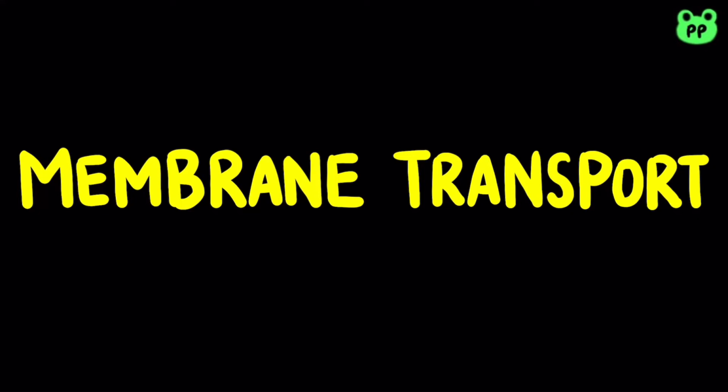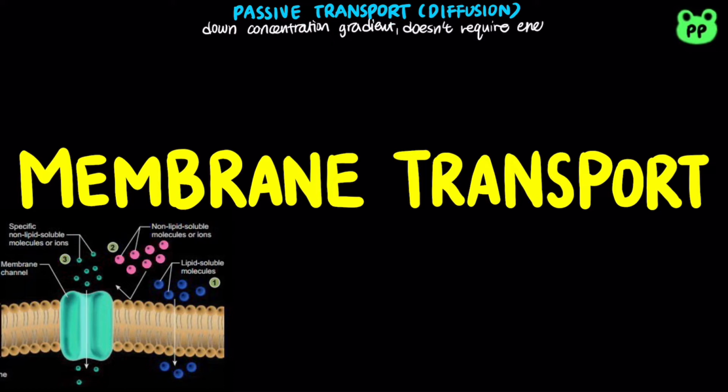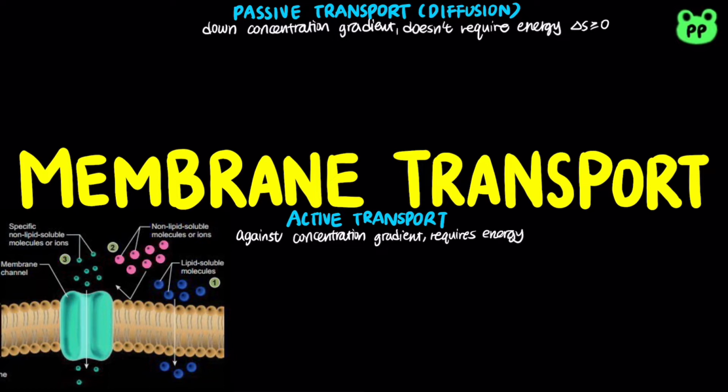The plasma membrane is selectively permeable. Molecules can pass through the membrane through passive transport or active transport. Passive transport facilitates movement of molecules down their concentration gradient, while active transport facilitates movement of molecules against their concentration gradient.